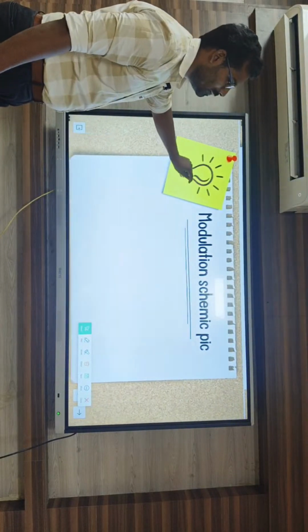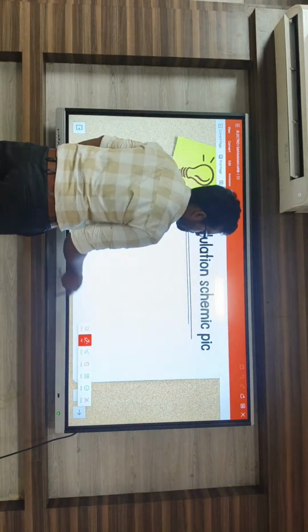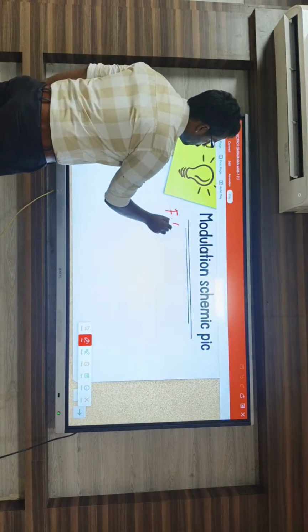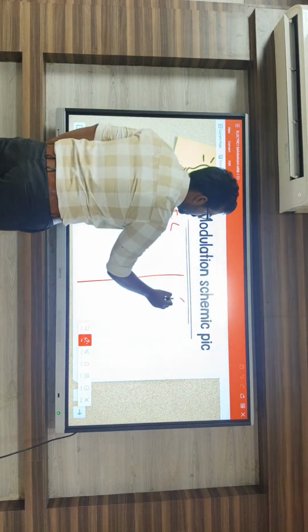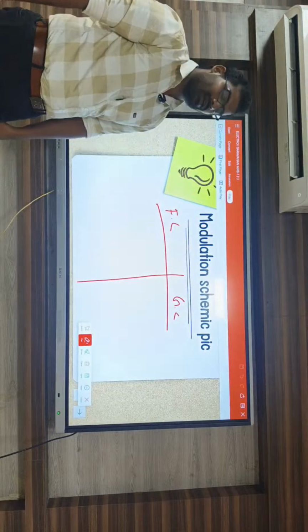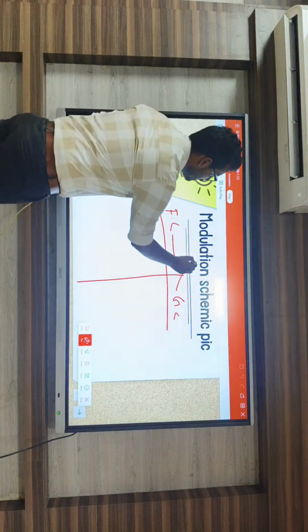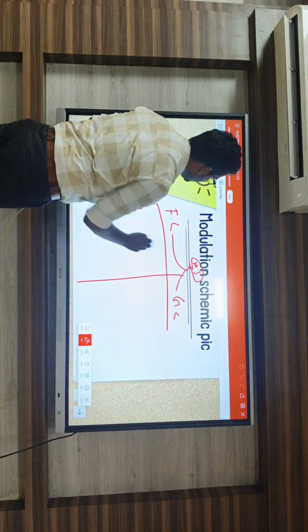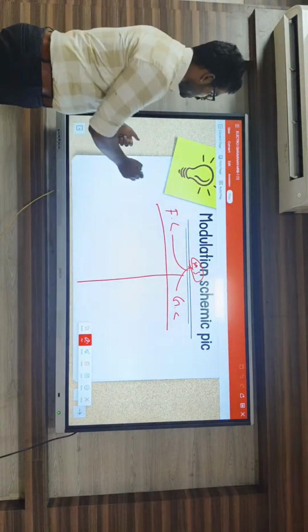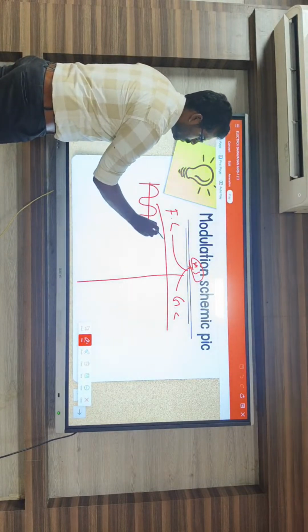So coming to the modulation schematic picture. Here it is the Faraday current, here it is the galvanic current. We're going to compare the Faraday and galvanic current because both currents were formed by a single modality, that is the muscle stimulator. Already seen, Faraday current is the short duration one. So the schematic pictures look like this.